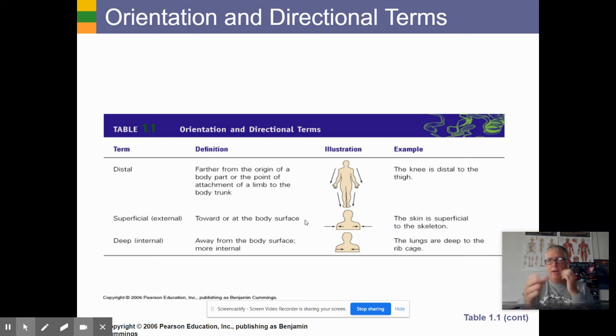Here, it says my knee is distal to my thigh. Yes, my knee is further away from the point of attachment of my hip than my thigh is. My thigh is very close.